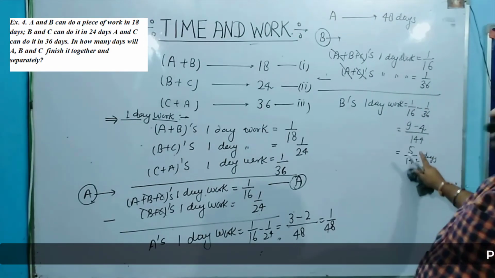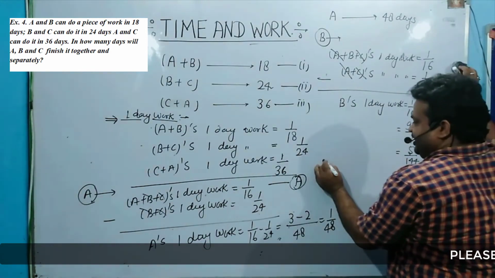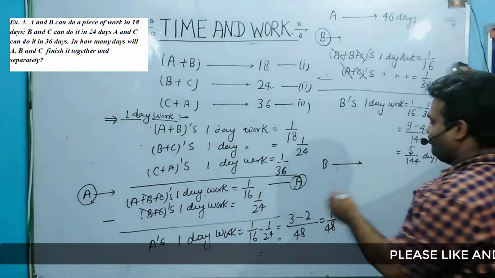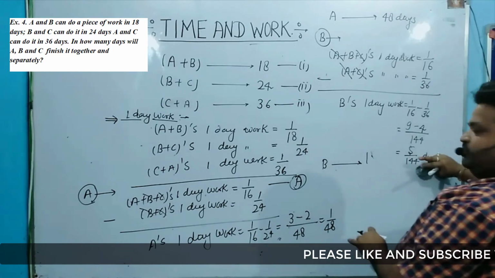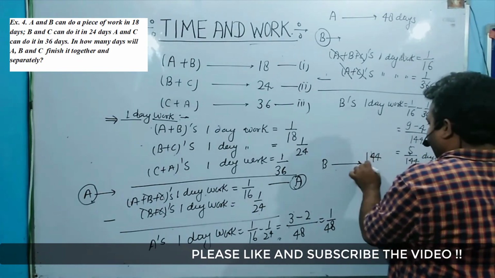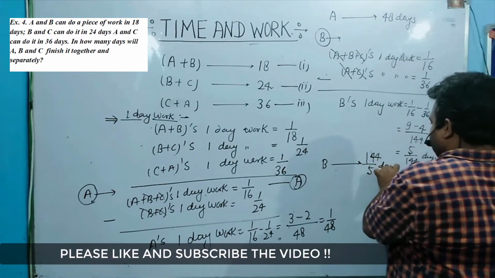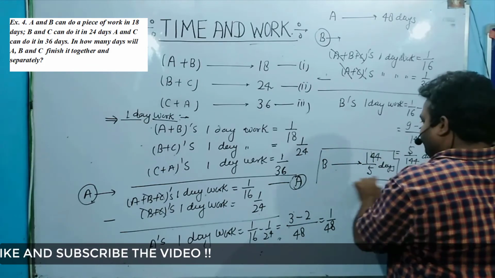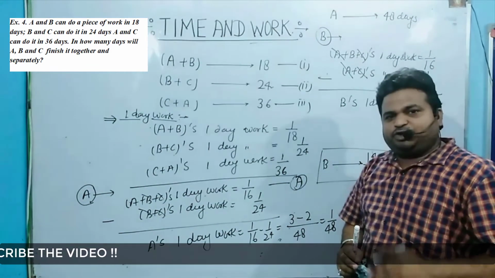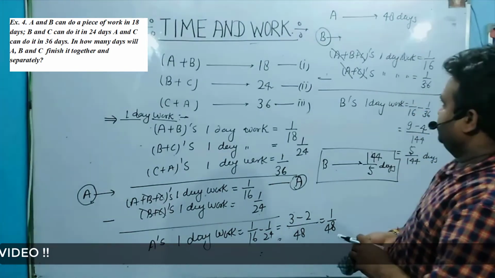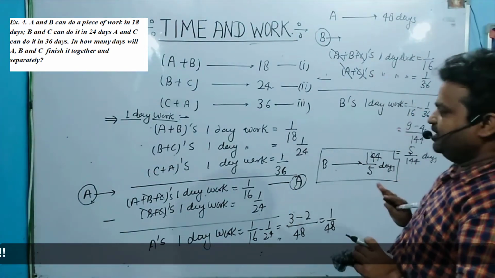So B's one day work is 5 by 144, then B can take how many days to complete the entire work? Just reverse this value: 144 divided by 5 days. So this is the answer of how much time B takes to complete the entire work. So you note down this. Now you are clear with the concept.